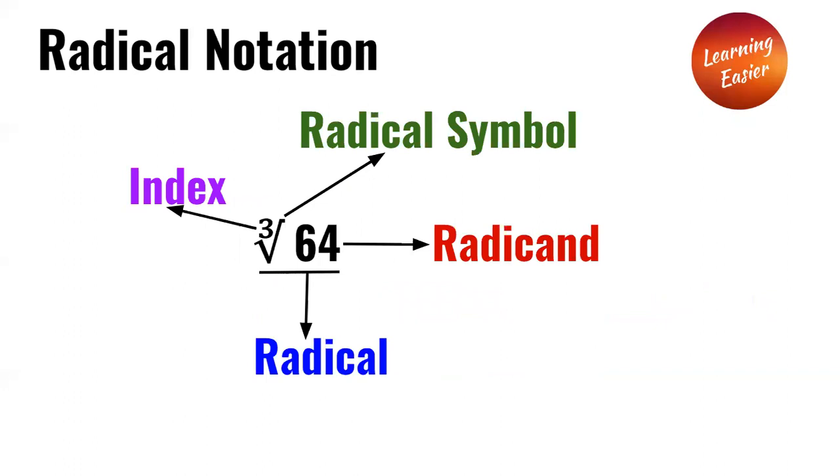Radical notation. Cube root of 64. The 3 here says that we're finding the cube root of 64. The 3 is called the index. Any number there is called the index. That is the radical symbol. The number inside the radical symbol is the radicand. The cube root of 64 itself entirely is the radical.